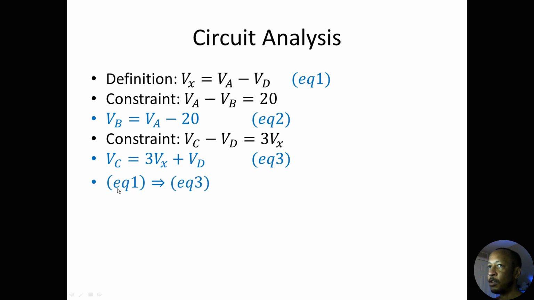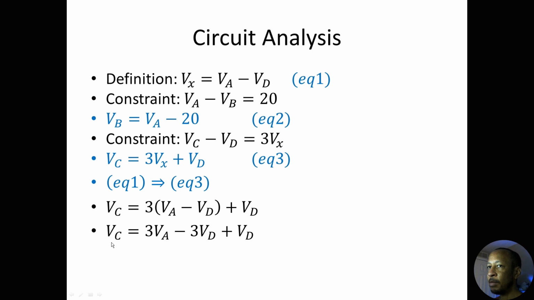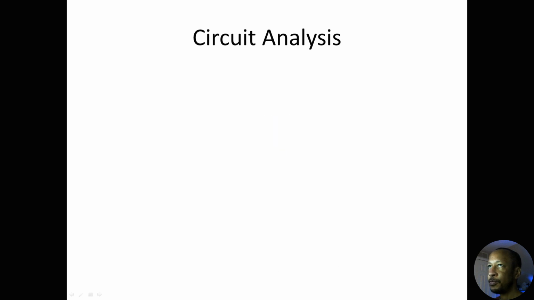Then I'm going to take equation number 1 and I'm going to place it into equation 3. That gives me VC equals 3 times (VA minus VD) plus VD. Next, that gives me VC equals 3VA minus 3VD plus VD. Then that gives me VC equals 3VA minus 2VD, which gives me equation number 4.